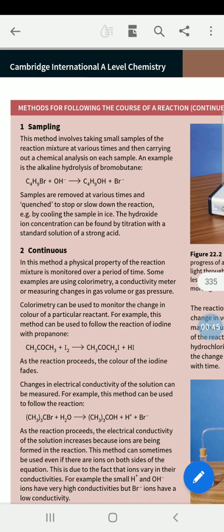Number one, sampling method. Number two, continuous method. Then write the subtopic. Sampling method.